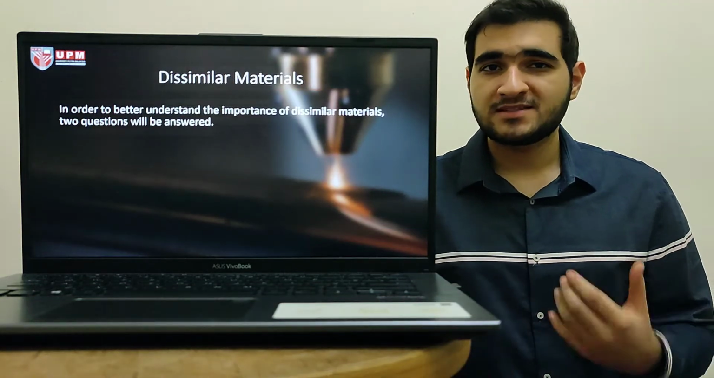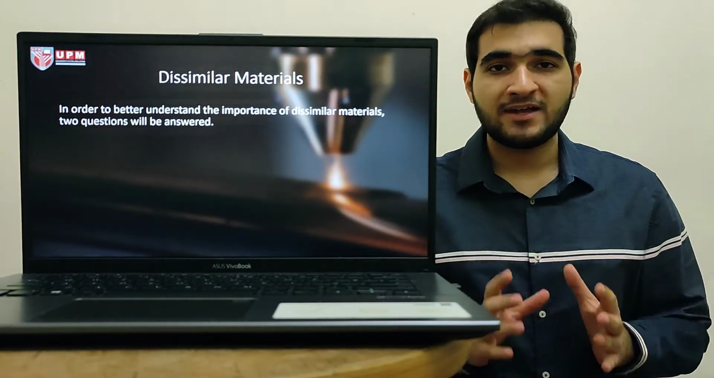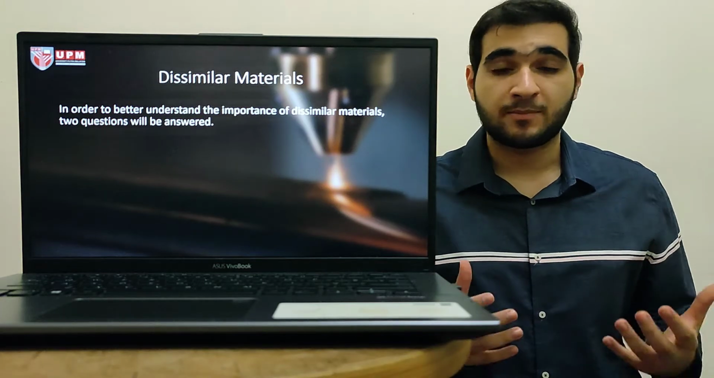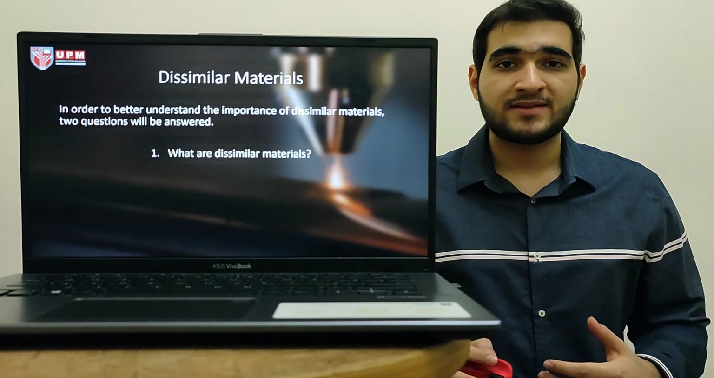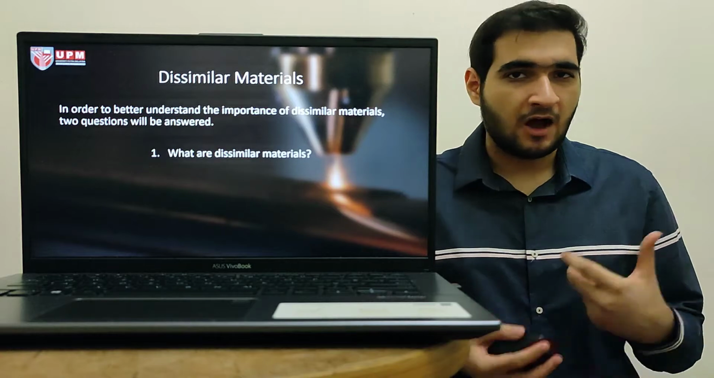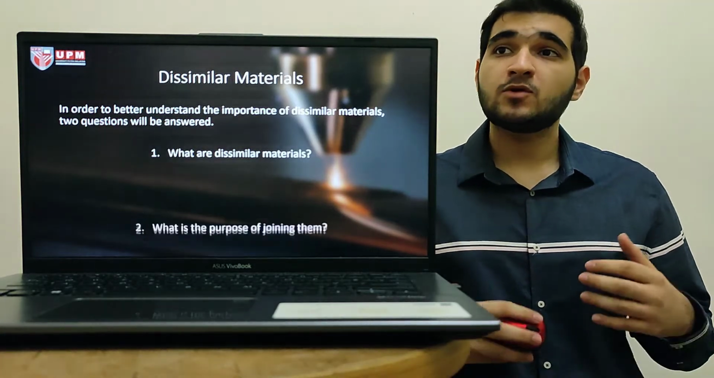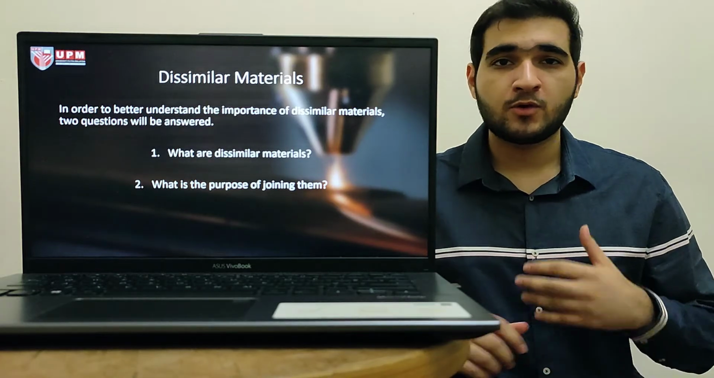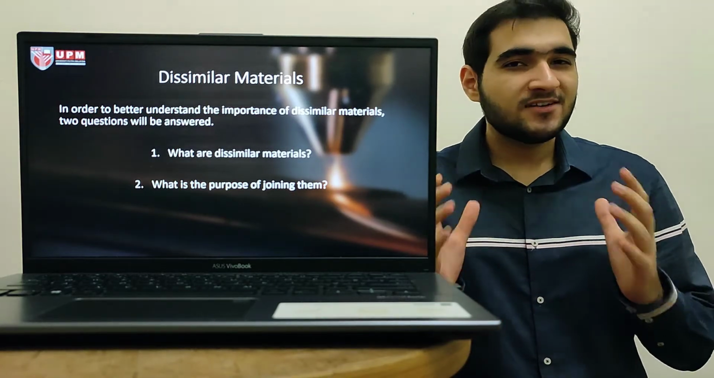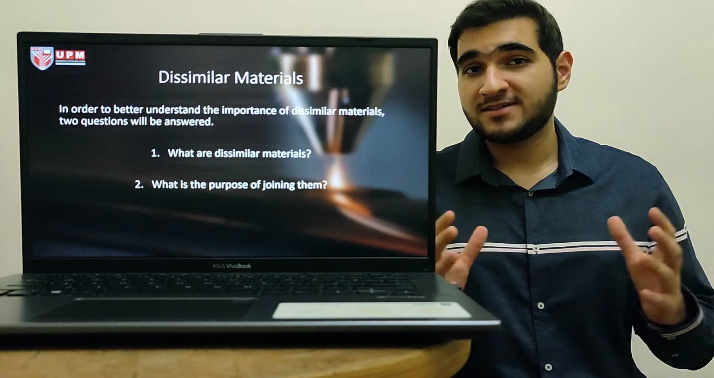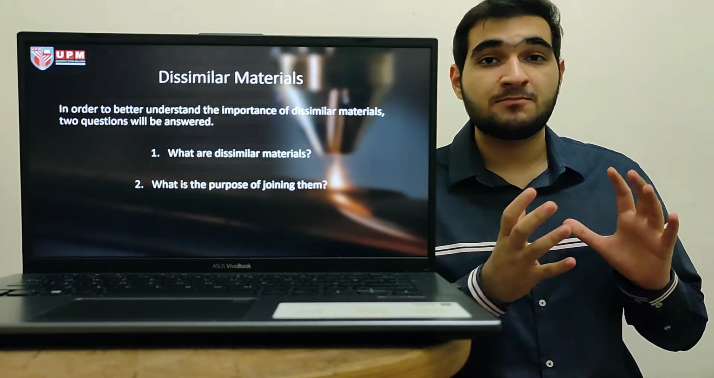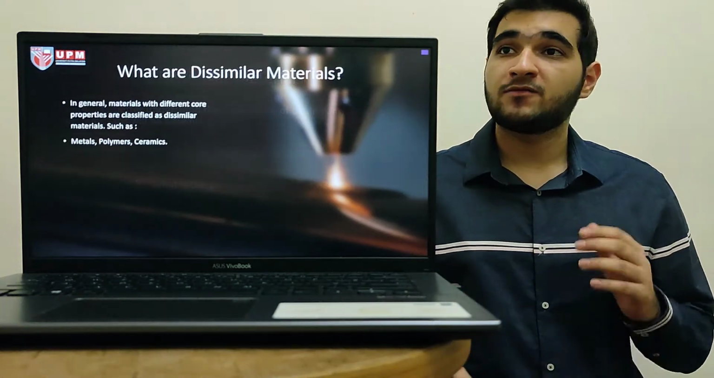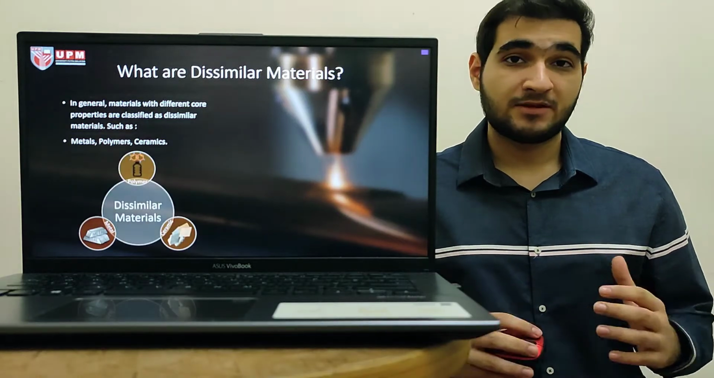So in order to talk about dissimilar materials, we're going to answer two main questions to help us understand this topic even better. So first of all, we're going to answer what are dissimilar materials and how we can of course identify them. Then we're going to talk about what is the purpose of joining them, because as we go along, we're going to understand that it's quite difficult to actually merge and bond dissimilar materials. So we're going to establish the main motivation behind it. But first off, we're going to talk about dissimilar materials.